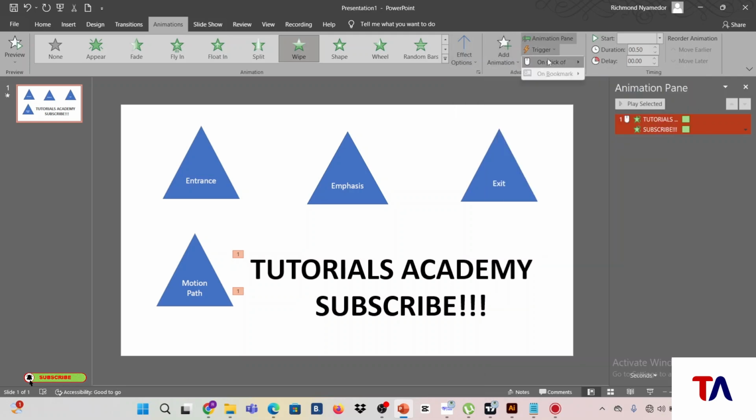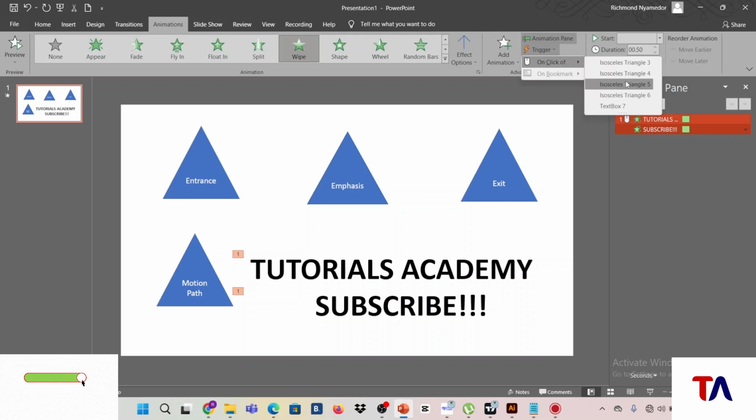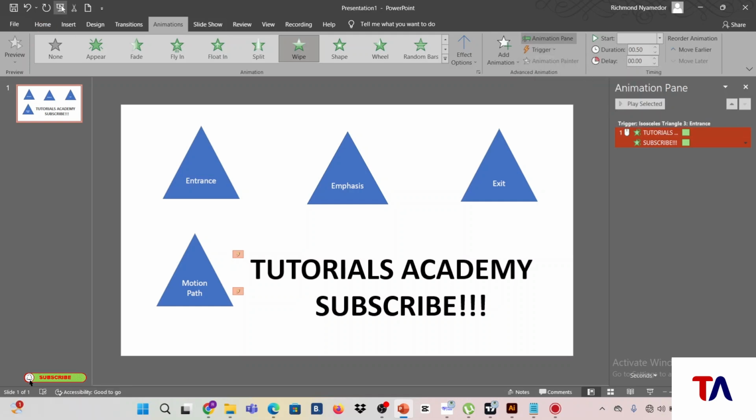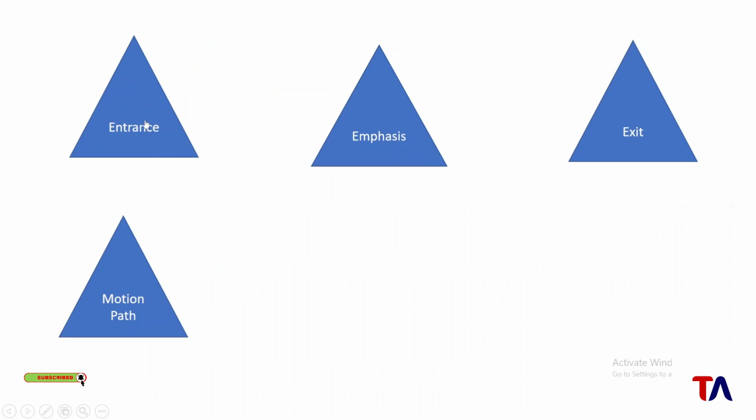You can set a trigger. On click of what? Text box 7. On click of what? Isosceles triangle 3. On click of isosceles triangle 6. Any of them. Any of the isosceles triangles. So let's pick isosceles triangle 3 and then switch to presentation mode and then click on entrance.